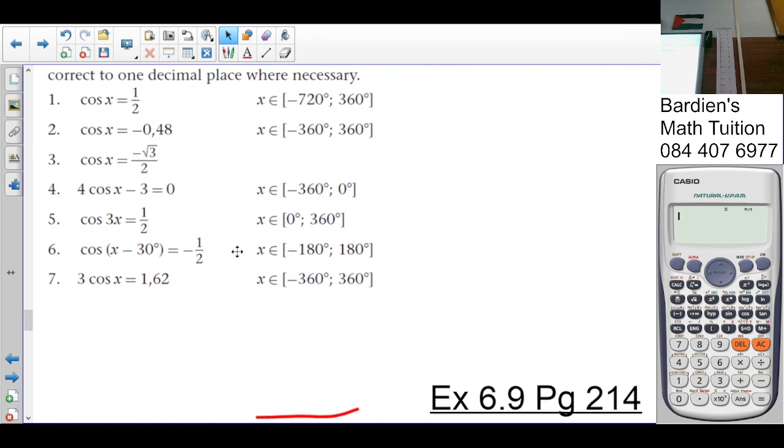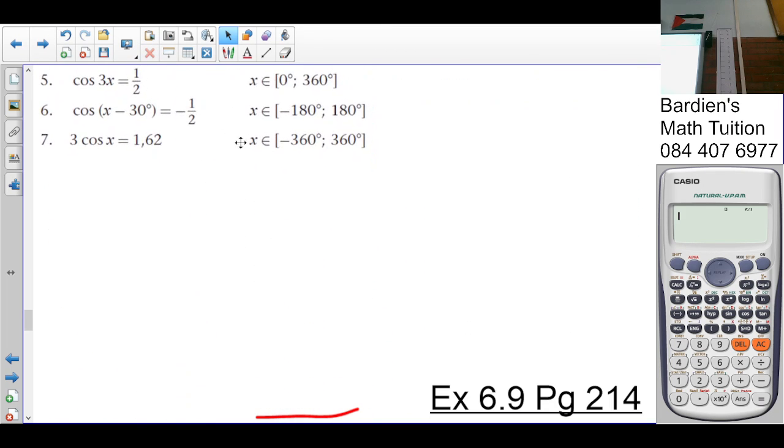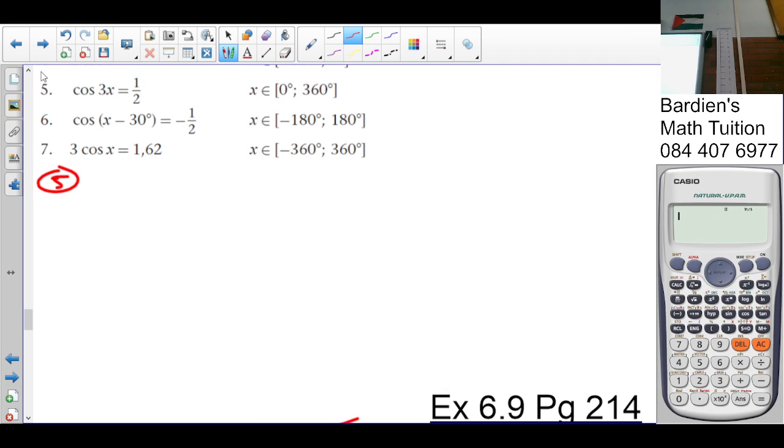Number 5. Number 5, again, the restricted domain. So we can say that your reference x and the reference 3x is equal to... Now that's again a special angle. So that's going to give you 60 degrees. So the question you should ask yourselves, in which quadrant is cos positive?